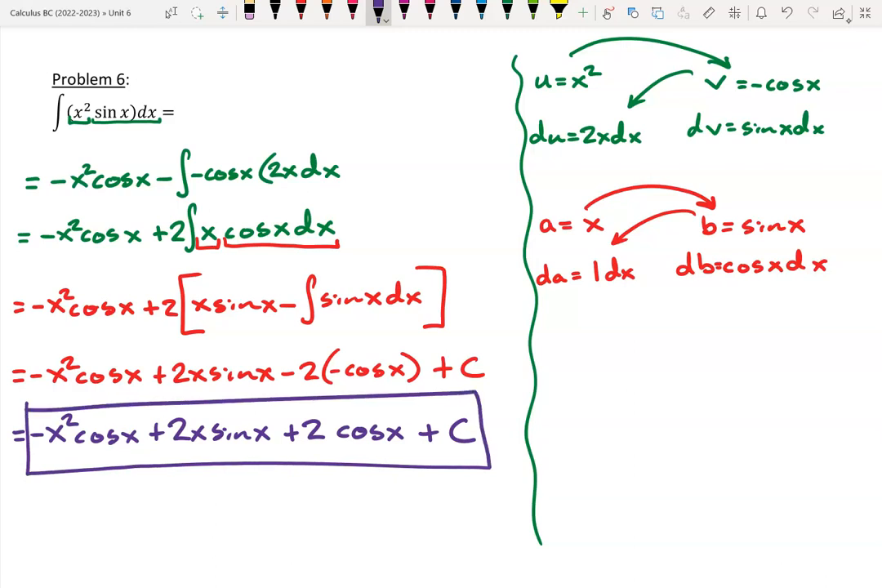Again, using 2 layers of integration by parts.